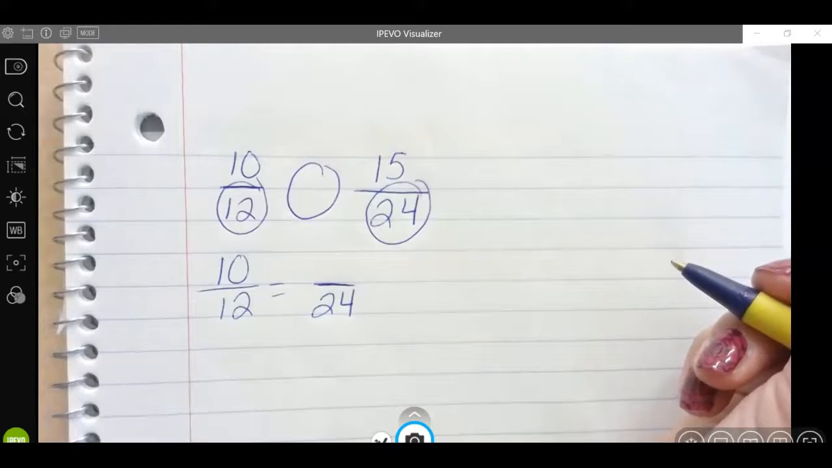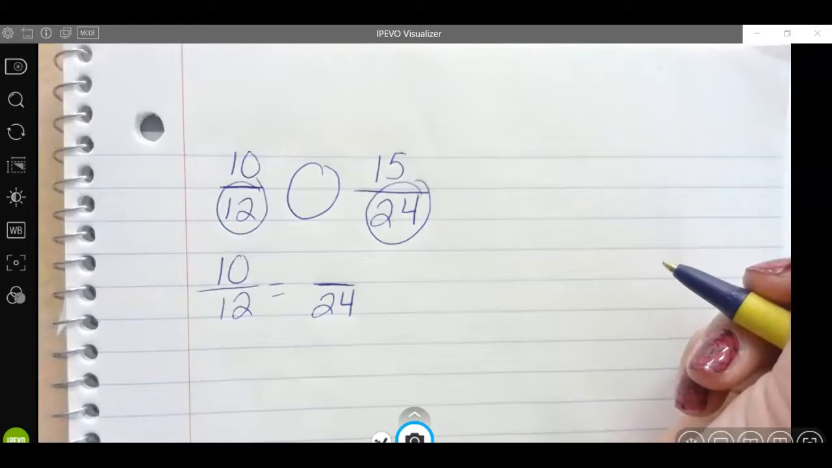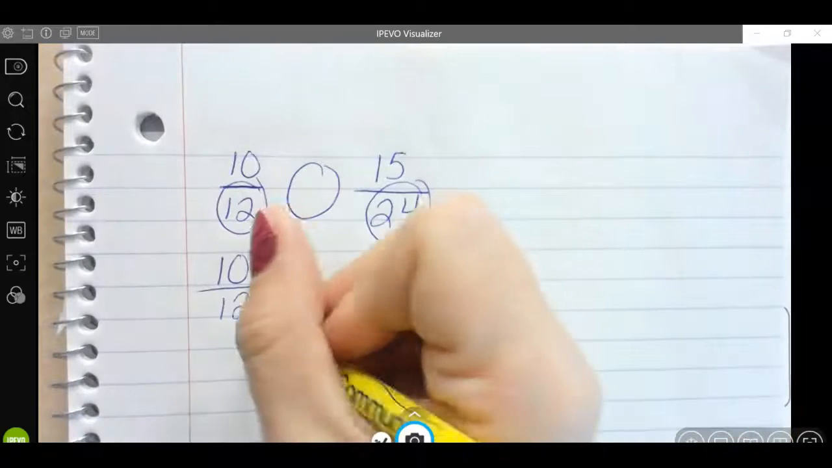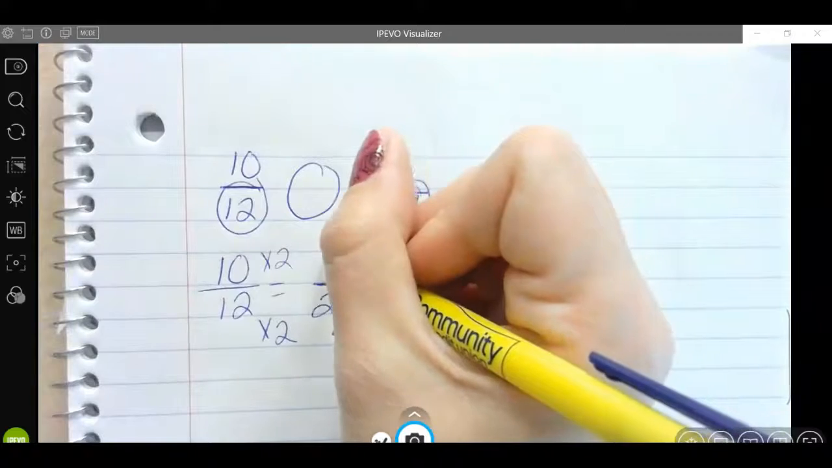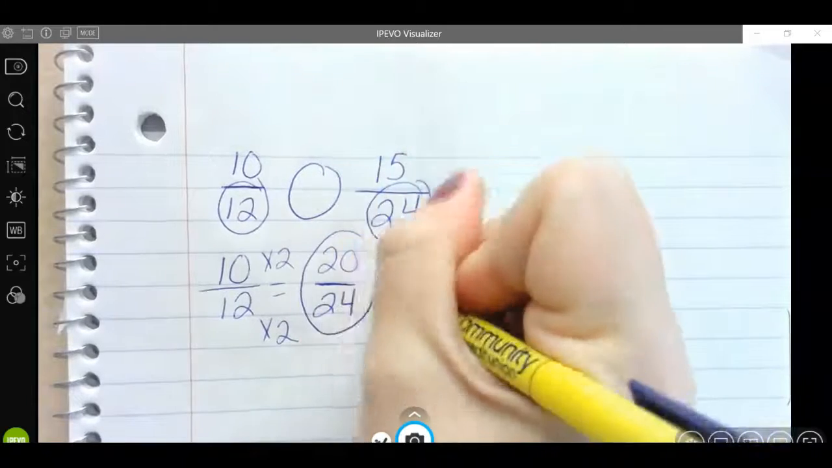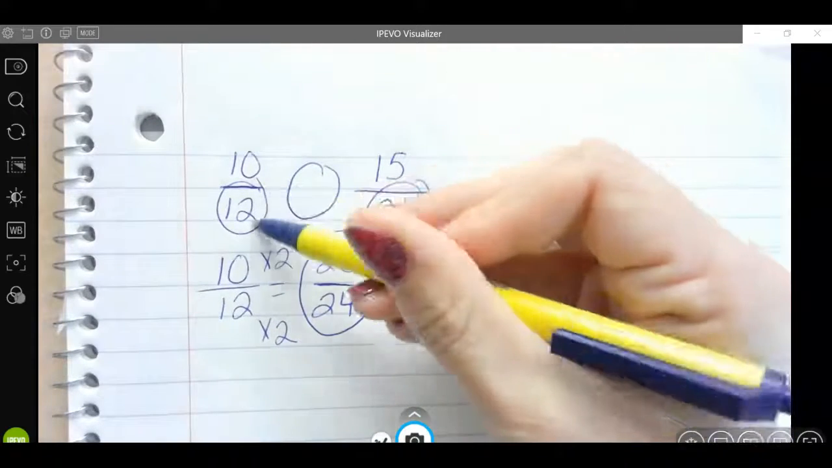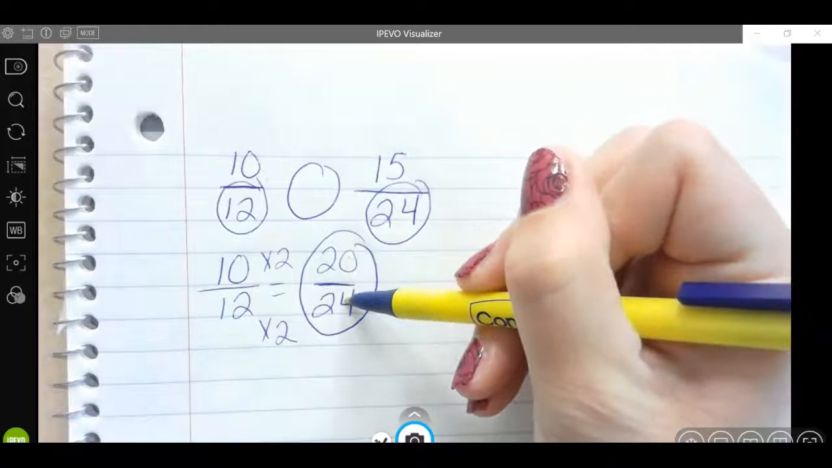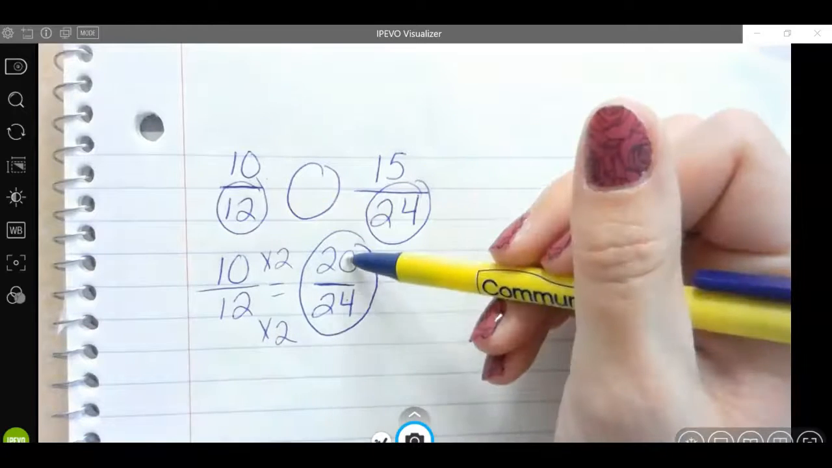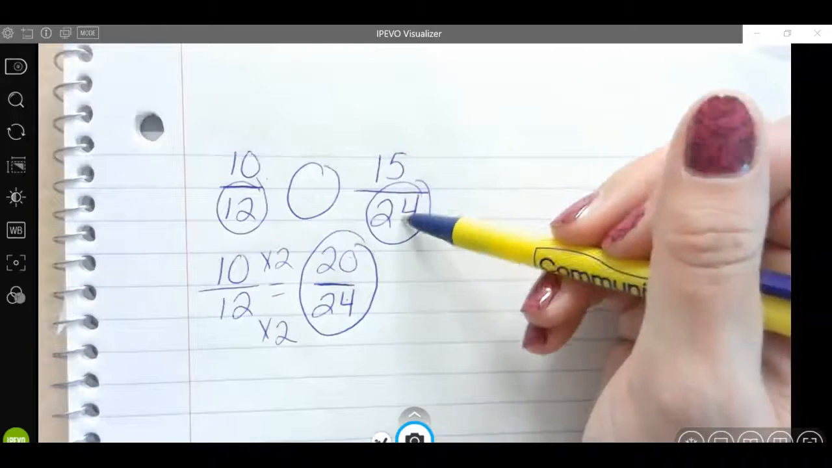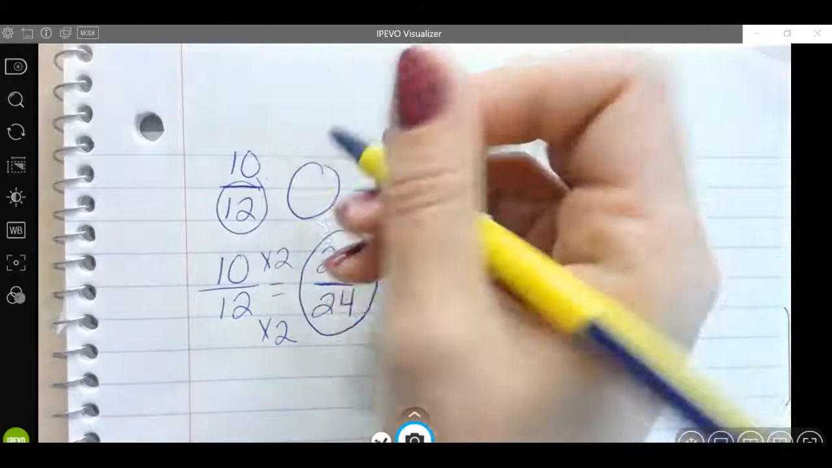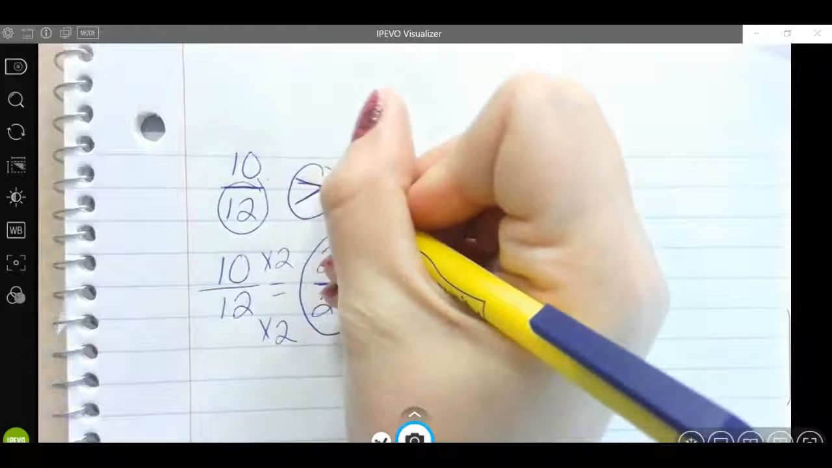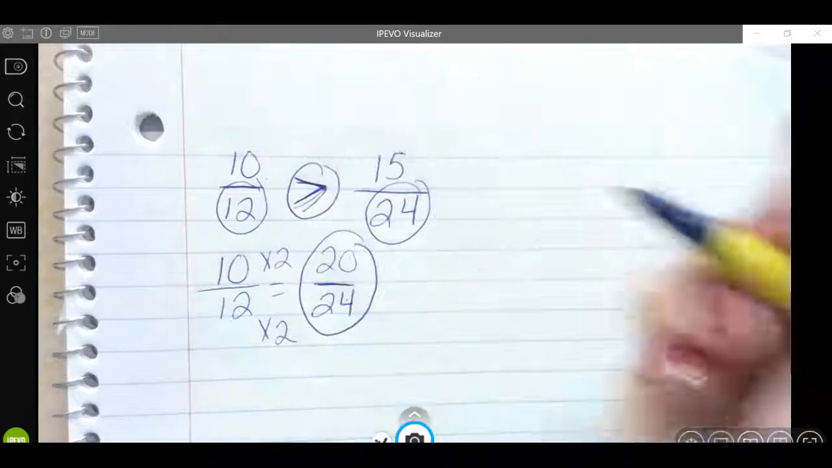Jordan, how do I go from 12 to 24? Shh. Zip it. How do I go from 12 to 24, Jordan? So I'm going to do 10 times 2, which is 20. Good. So now Colt, 10/12 is equal to 20/24. So we're comparing 20/24 and 15/24. Which one is greater? 10/12, yes, because it's an equal fraction to 20/24.